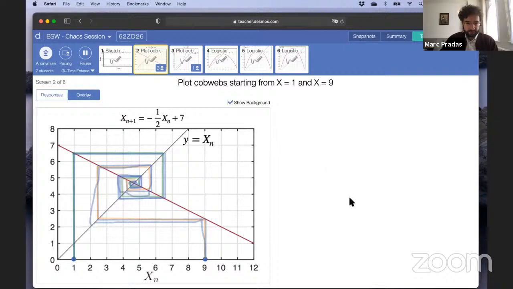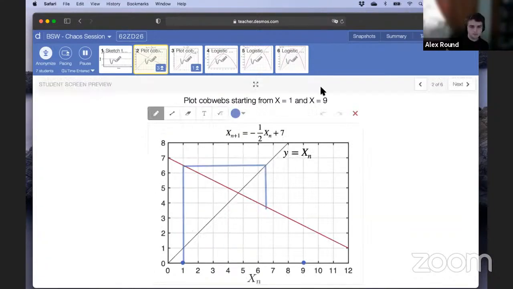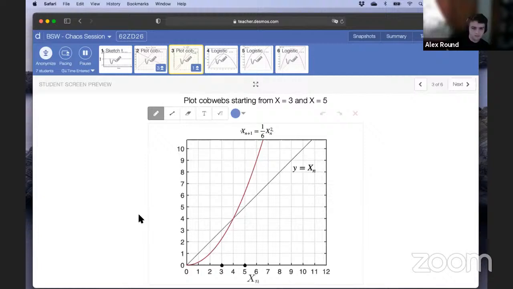So yeah, as you can see from the answers, starting either from x equal to 1 or x equal to 9, in both occasions, the final point is the same, which is around 4.6. So what happens on the other one? Can you try the quadratic function? Starting from x equal to 3 or x equal to 5.